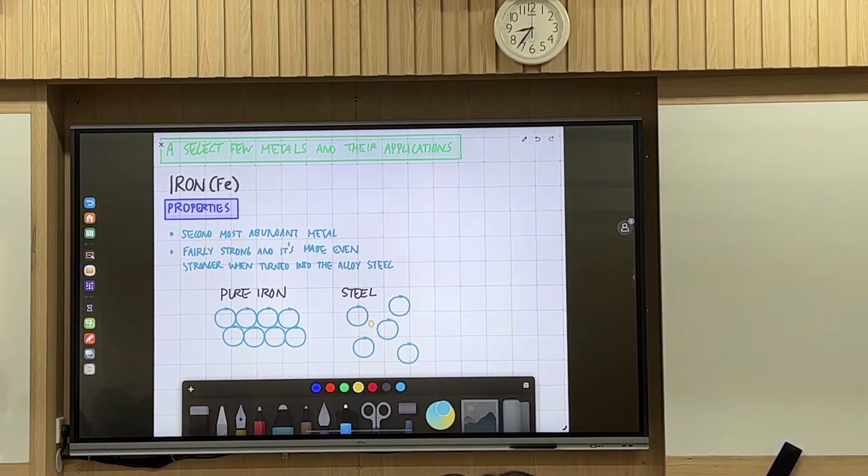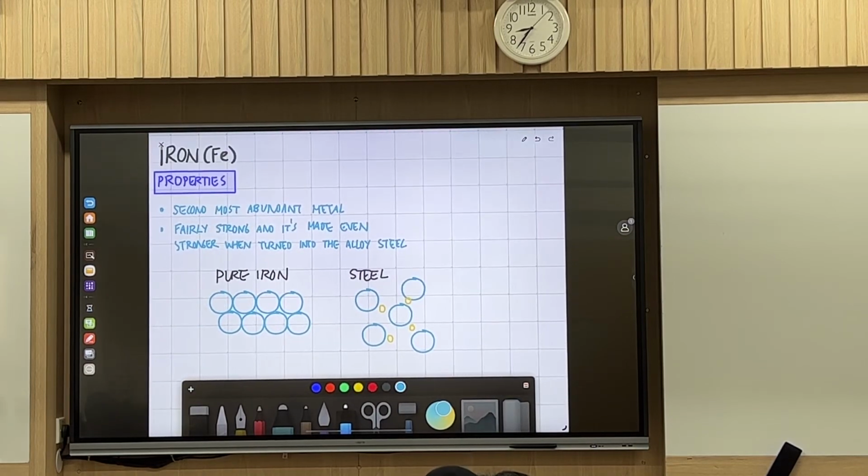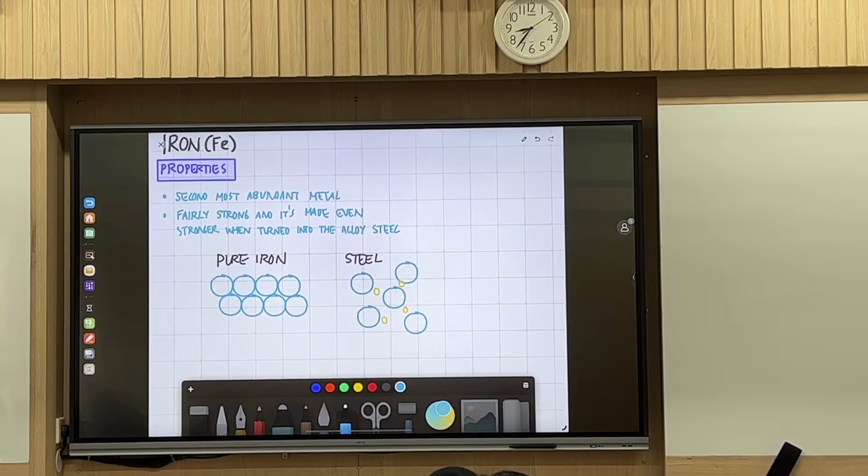So in steel, you notice some carbon atoms on top of the iron atoms in here, you see. So you can put down iron atoms. The term pure iron means there are only iron atoms found inside the structure, no other thing. That's what pure means. And steel is a mixture of iron atoms and some carbon atoms. So the carbon atoms disrupt the otherwise ordered arrangement of iron.